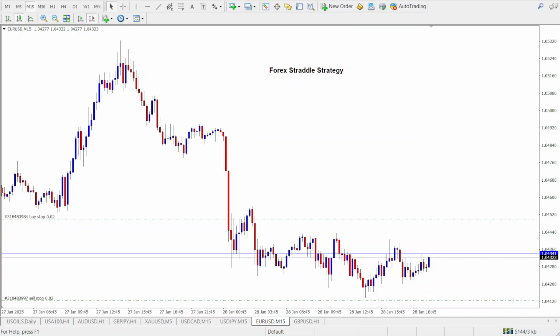Now that you know when to use it, let's go over how to set up a forex straddle strategy. The setup is quite simple, actually.